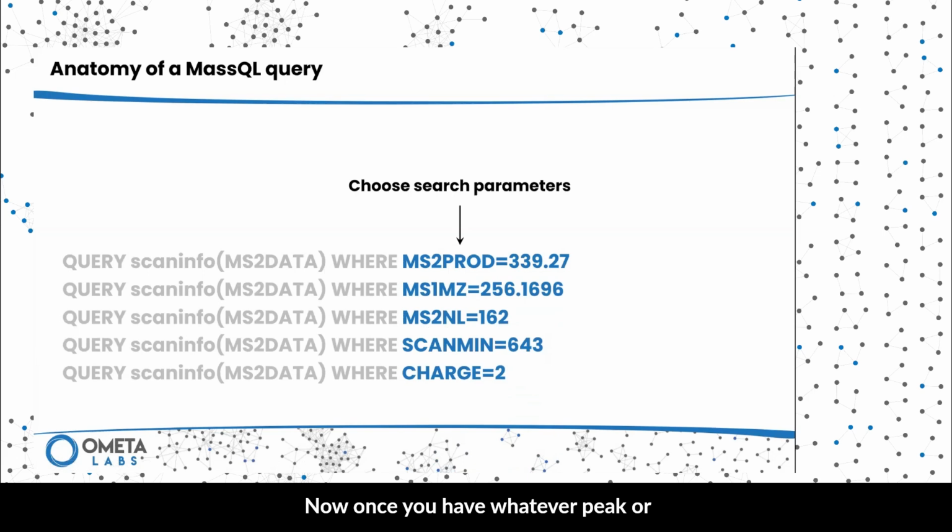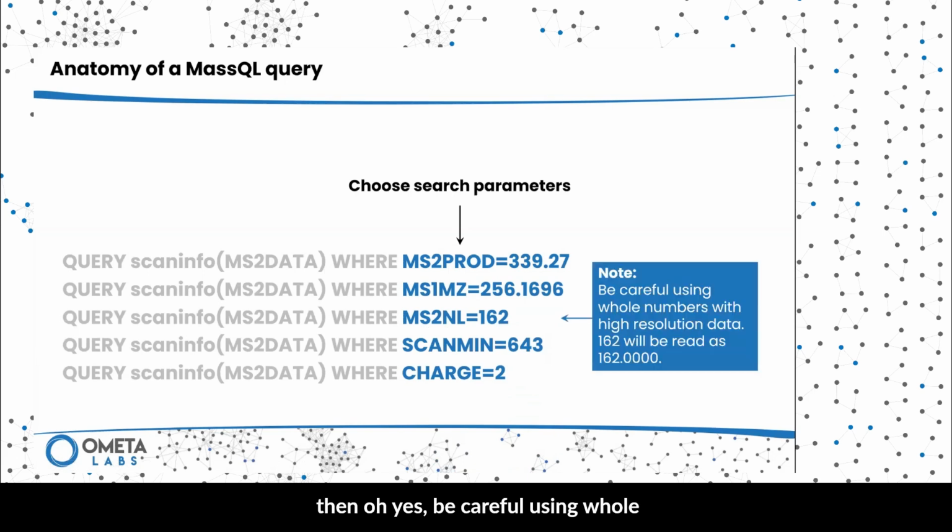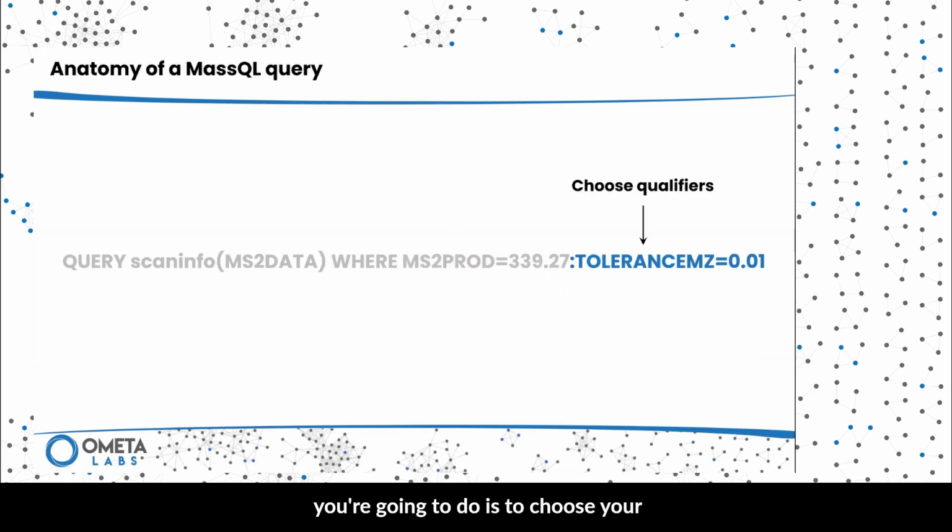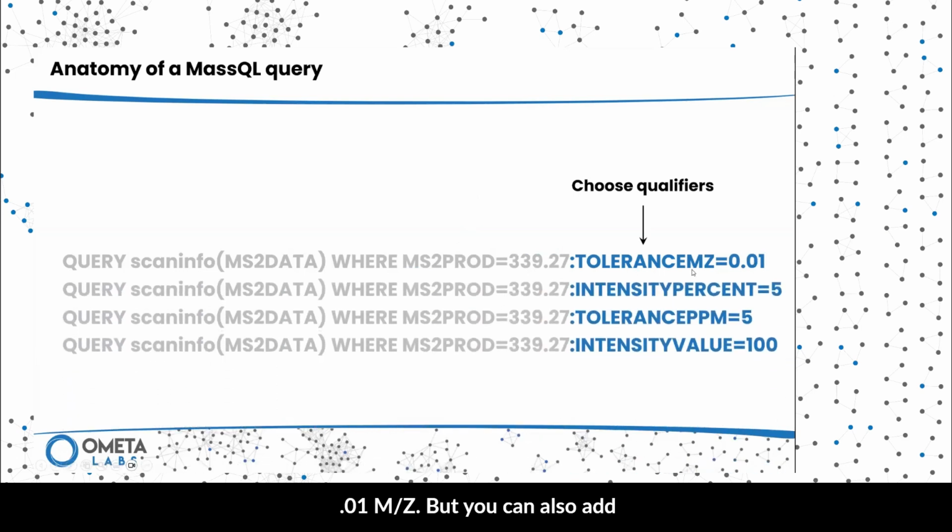Now, once you have whatever peak or neutral loss you want to look at, be careful using whole numbers on this. If you're using high resolution data, MassQL interprets 162 as 162.0000. So if you are looking for something that's 162.1, you might not see it. The last thing you're going to do is to choose your qualifiers. So this will tell the workflow what kind of mass tolerances you're expecting to see. So here we're looking for a MS2 peak at 339.27 with a mass tolerance of 0.01 m/z. But you can also add this in ppm, or you can tell it a percent intensity.